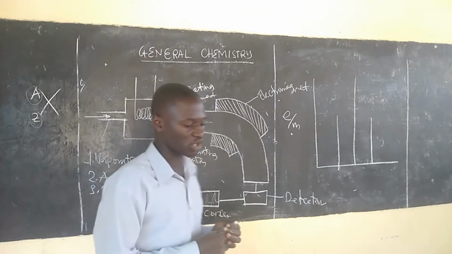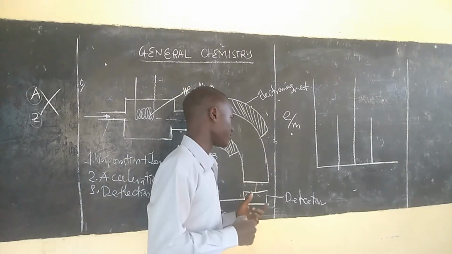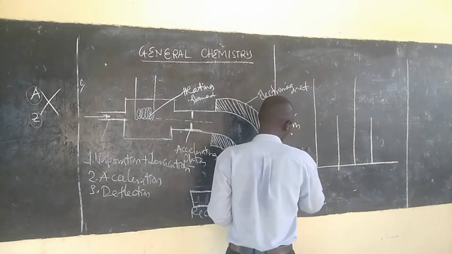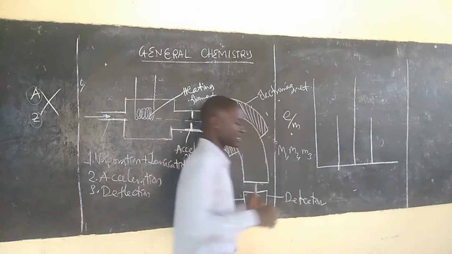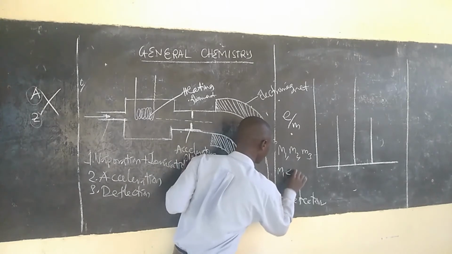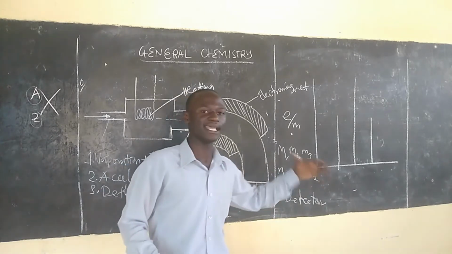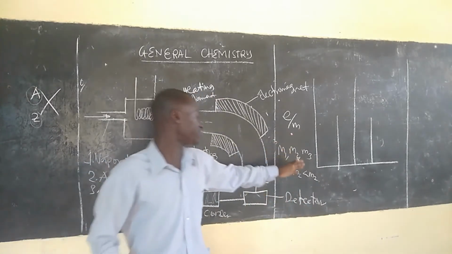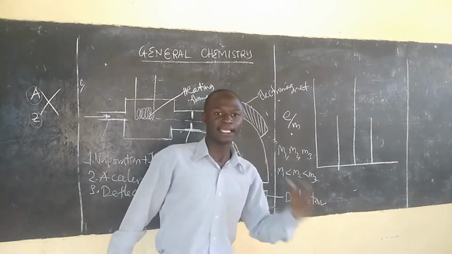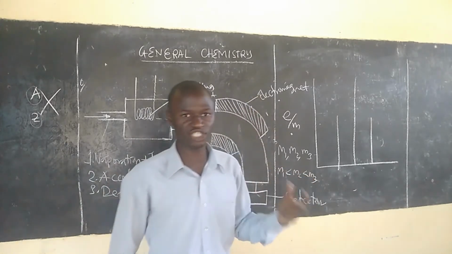That means tutakuwa tuna heavier na tutakuwa tuna lighter. Kwa mfano, tuseme tuna M1, tuna M2 and M3. Let's take this as an example. And let's say M1 is less than M2 is less than M3. That means M1 is the lighter particle and M3 is the heavier particle. So M1 is the lighter particle, yani particle ambayo ina mass ndogo, na M3 ni particle ambayo ina mass kubwa.